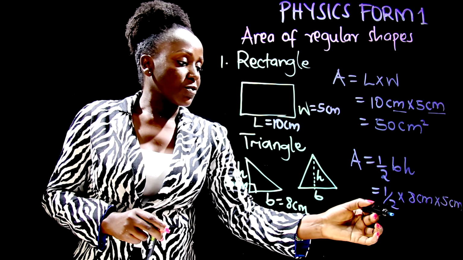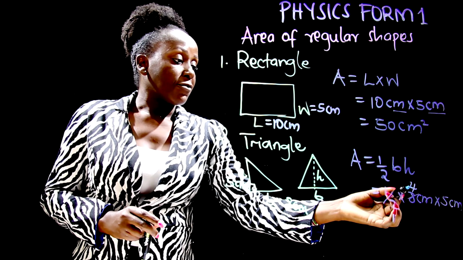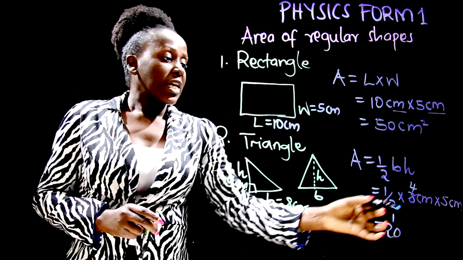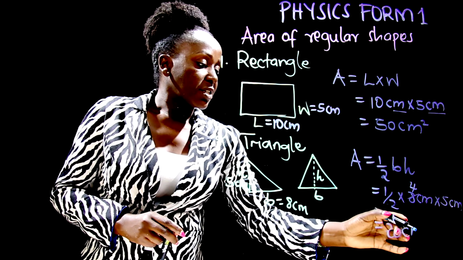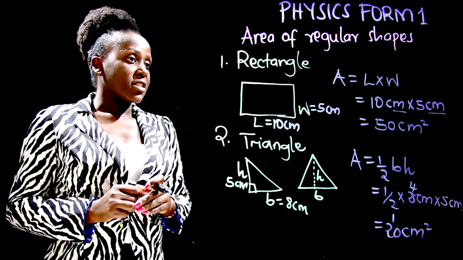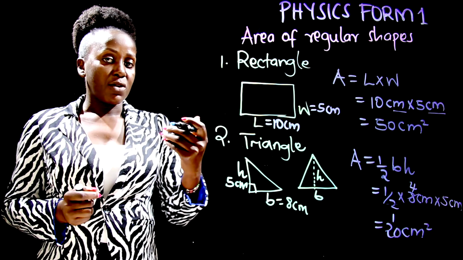2 divided by 2 is 1. 8 divided by 2 is 4. So we have 4 times 5, which is equal to 20 centimeters times centimeters, which will be equal to centimeter squared. Now, having learned this, we are going to learn about the area of other regular shapes.